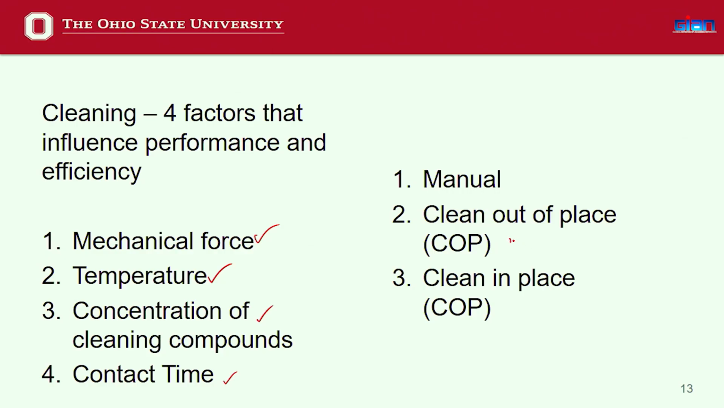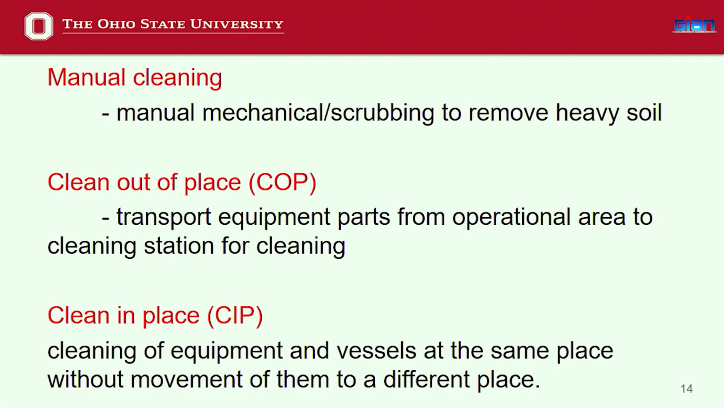We talked about clean out of place, and then we talked about clean in place. So, this should be CIP. CIP is probably what is practiced in the more industrial environment. COP may be done in a smaller place, where it may be much easier to manage such systems. Manual cleaning, obviously, you scrub and remove the heavy soil. The second is COP, where you transport the parts from the operation area to a cleaning area and then do this. CIP is basically you do it in the same location. So, that is the 3 different places.